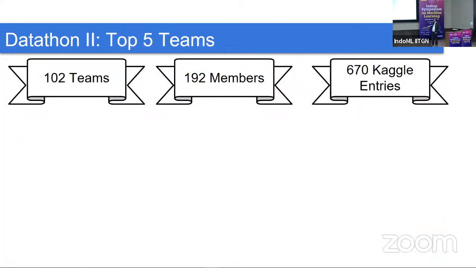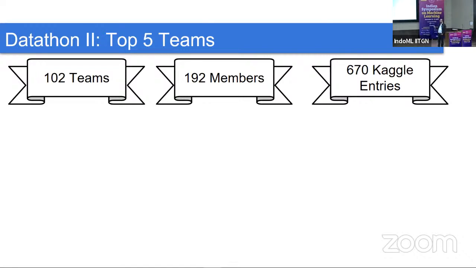Just to make sure that you understand the statistics: this time we will say it was a very successful set of people, given that this was a researchy datathon. 102 teams participated in Kaggle with 192 members. They had 670 Kaggle entries, so you will see 670 entries in the leaderboard. Among these 102 teams, 34 teams submitted the full code and the report.